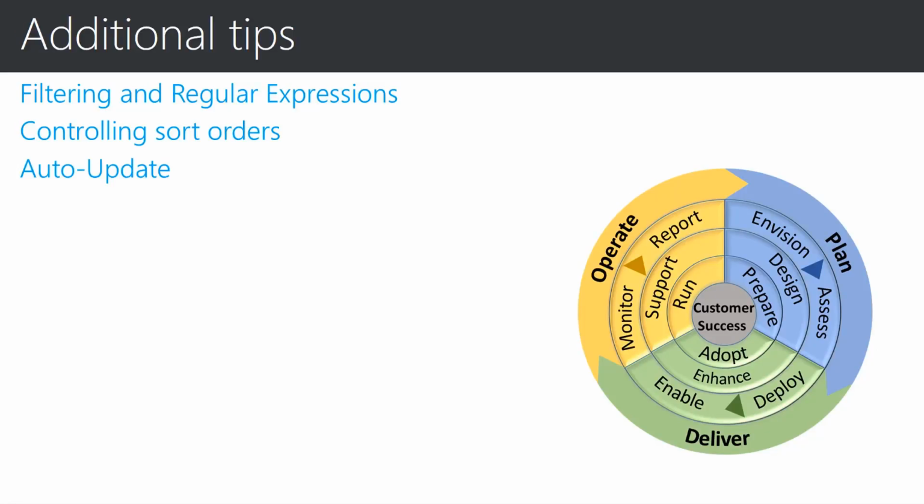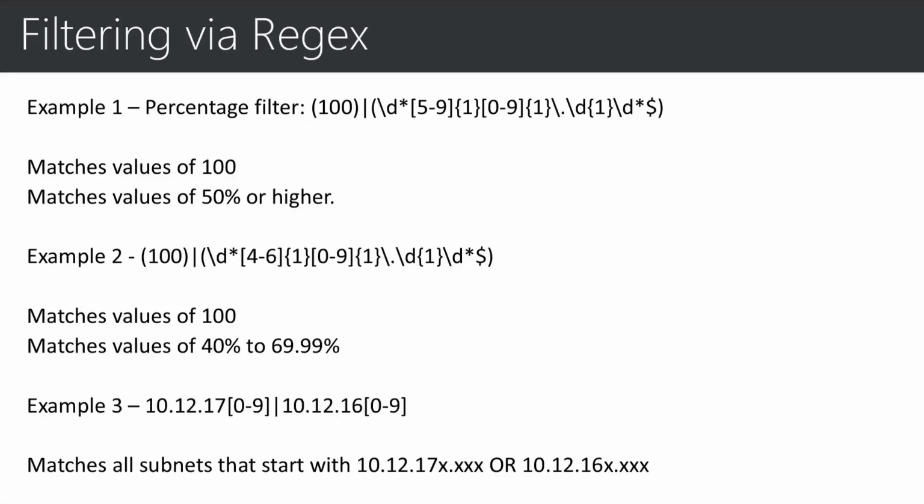In our final session, we'll cover filtering and regular expressions, control sort order, and auto update. When you're looking at a specific report from the table view, you may want to filter on the values you have. You can do an explicit filter for a specific value, but sometimes you want to get a range of values. A couple of examples would be if you wanted to filter on subnets or a percentage of failures.